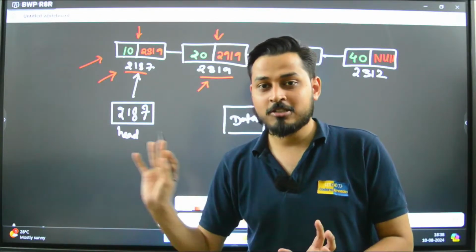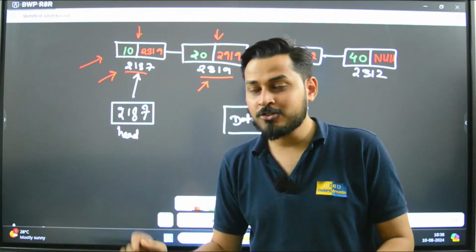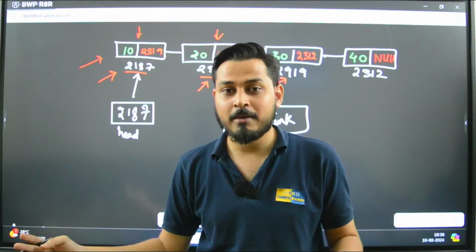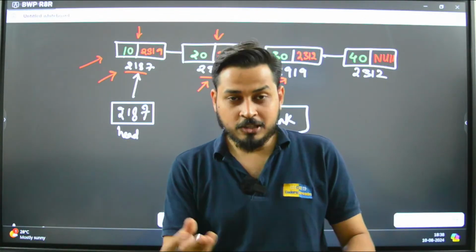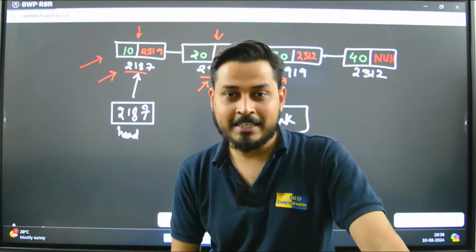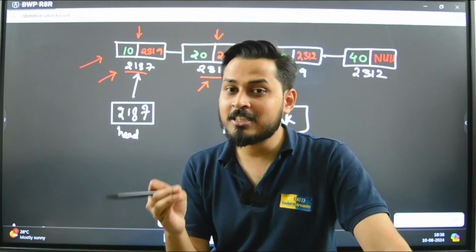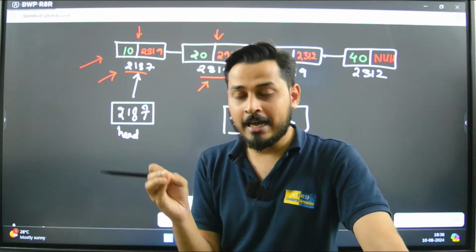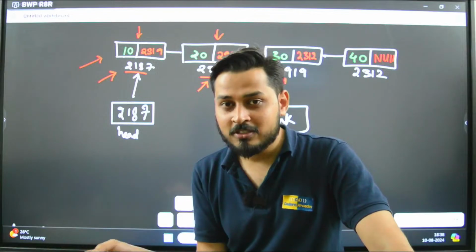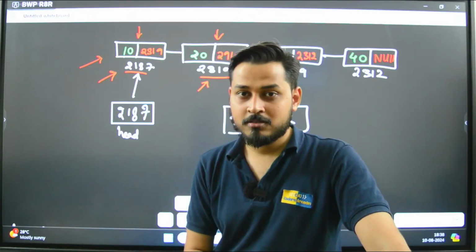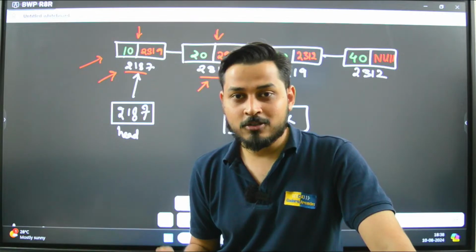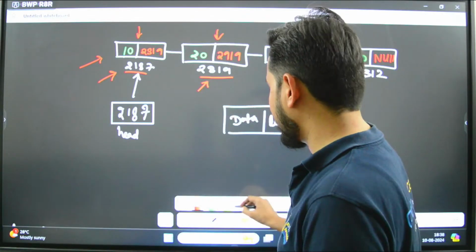Why a linear data structure? Because it is connected in a straight line, in a linear format. Your arrays, stacks, queues, and linked lists are all linear data structures. But if we talk about trees, heaps, and graphs, these are all non-linear data structures. But we are going to talk about them later on. In today's class, let's understand about this one.